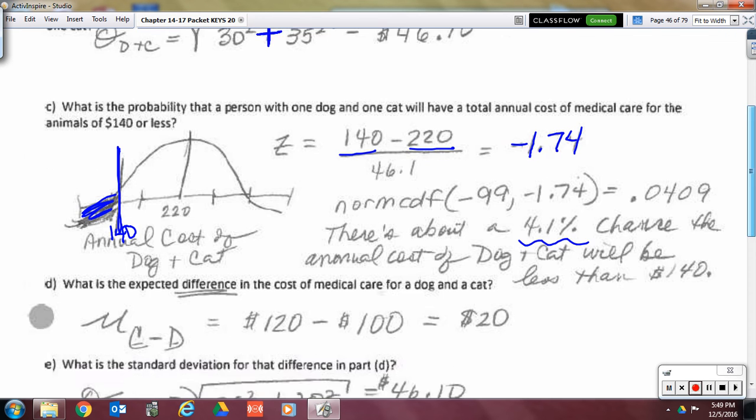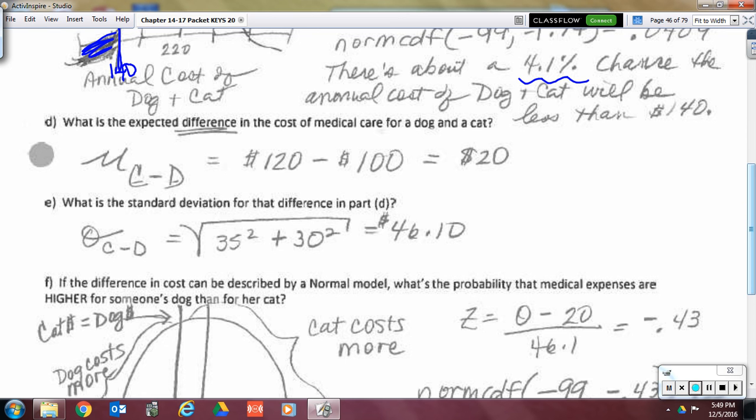All right, now we go to the difference. So this is the subtraction. And again, I had chosen to do subtraction with cat first because the cat was a bigger number and I just kind of like to do those things that way. So I had done 120 minus 100. So the cat's going to cost more than the dog, on average, $20. So this is the cat, $20 more than the dog. Those pesky cats.